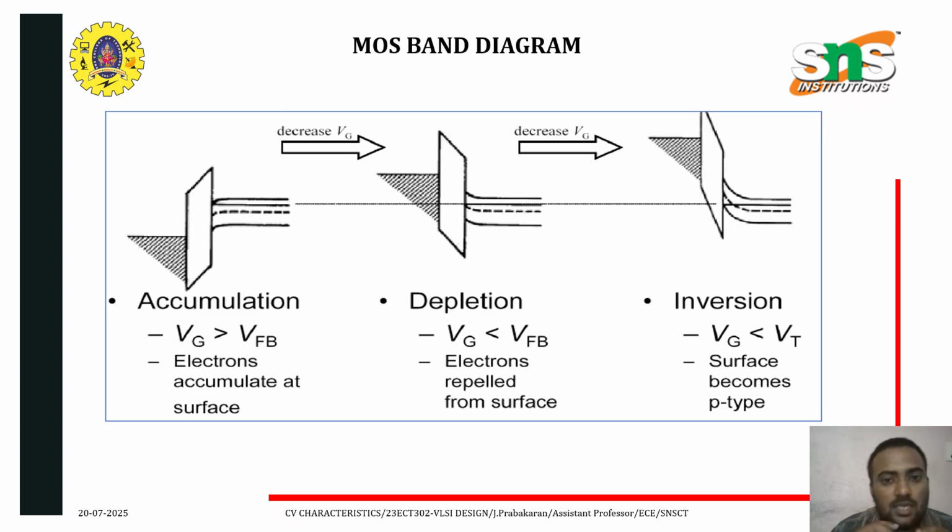Next one is the MOS band diagram. Here you can see three regions. In accumulation, we have gate voltage greater than VFB. The electrons accumulate at the surface. As VG decreases, then in depletion mode, gate voltage less than VFB, electrons are repelled from the surface. In inversion mode, the gate voltage less than VT, the surface becomes p-type.